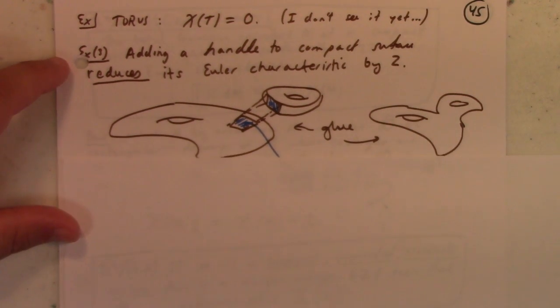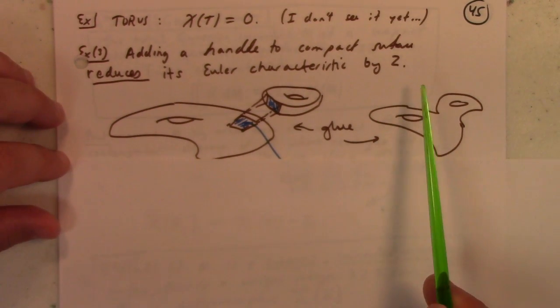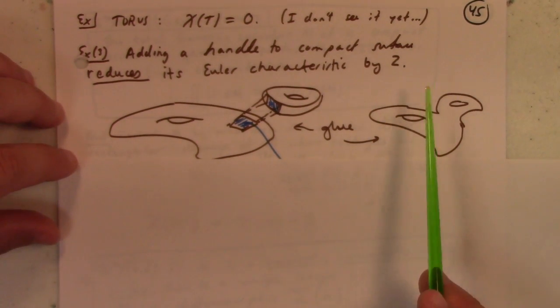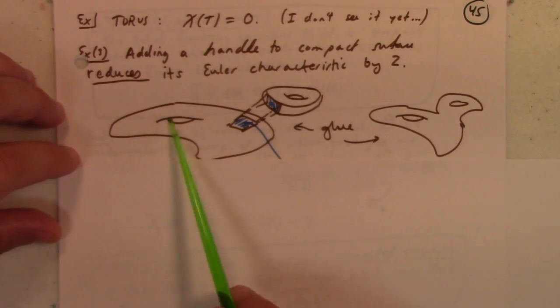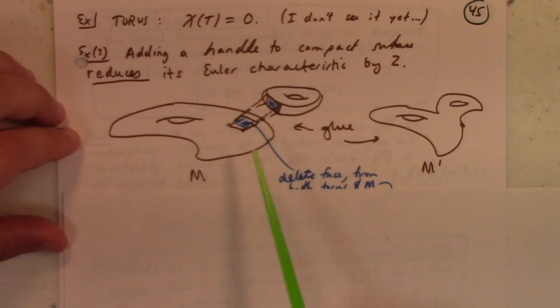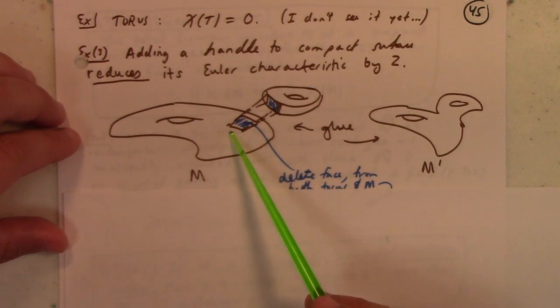Another thing we can do is add a handle to a compact surface, and that will reduce the Euler characteristic by 2. So adding a handle is like pasting a donut on something else. Here's your initial surface, and then glue on this donut like that.